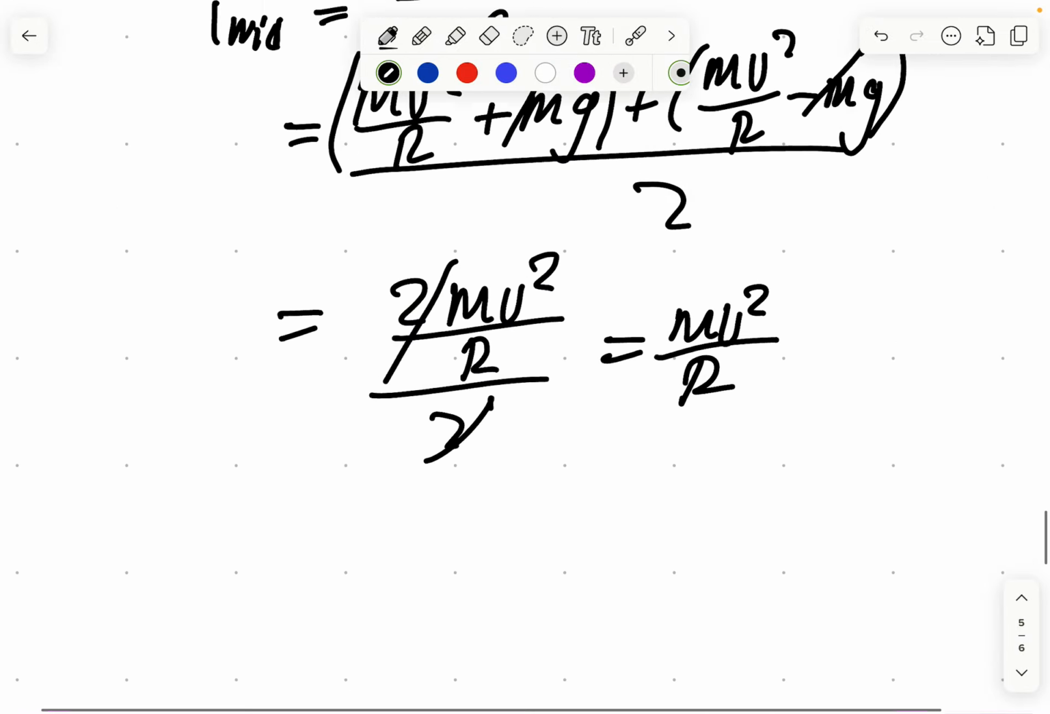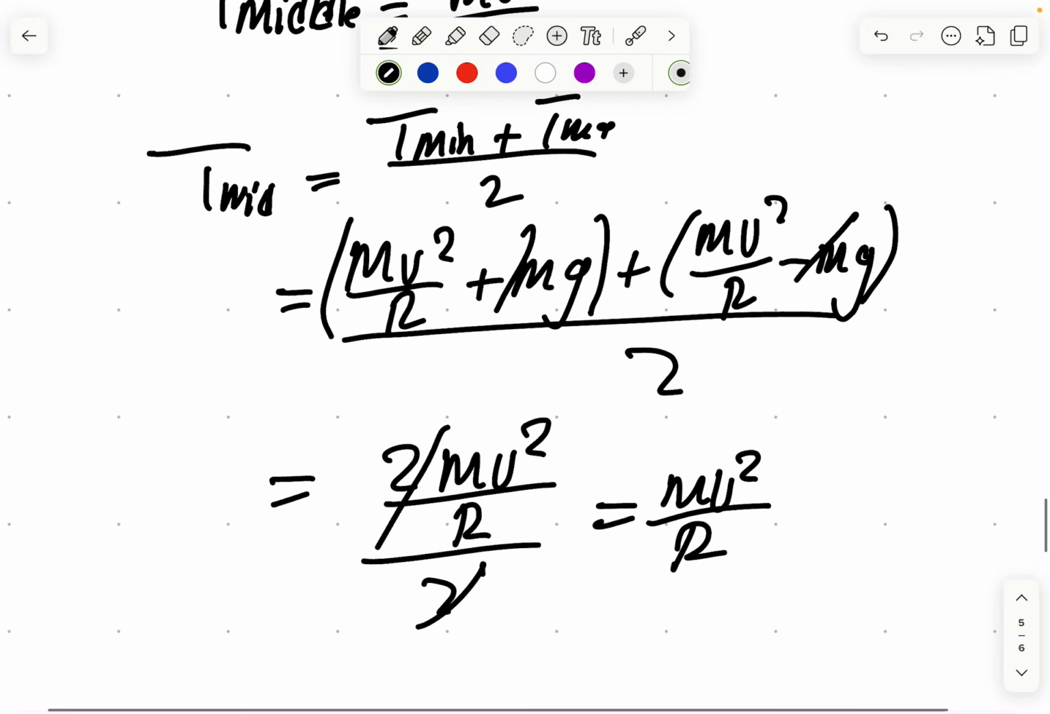So that was a quick example of how to calculate certain things of circular motion. This was part of the introduction.